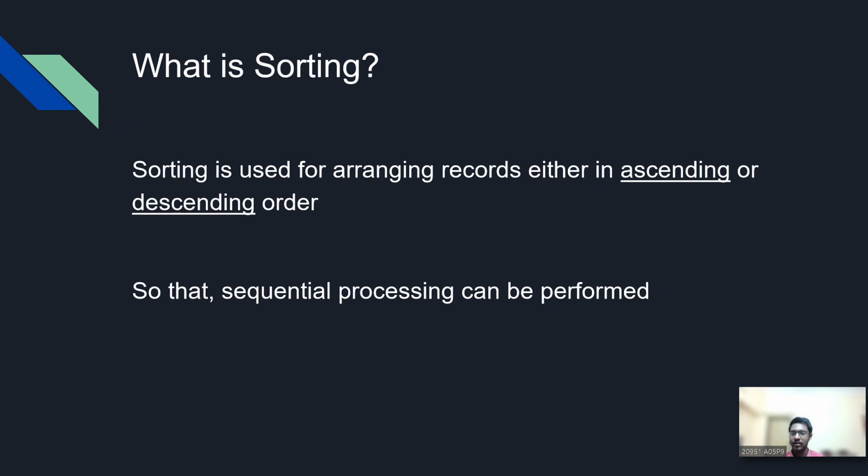So what actually is sorting? Sorting is used for arranging records or data or anything of that sort, either in ascending order or in descending order. Like whether we have numbers, so sorting numbers from 1 to 10, which is ascending order, and 10 to 1, which is descending order. Similarly, sorting of records, sorting of files, sorting of names.